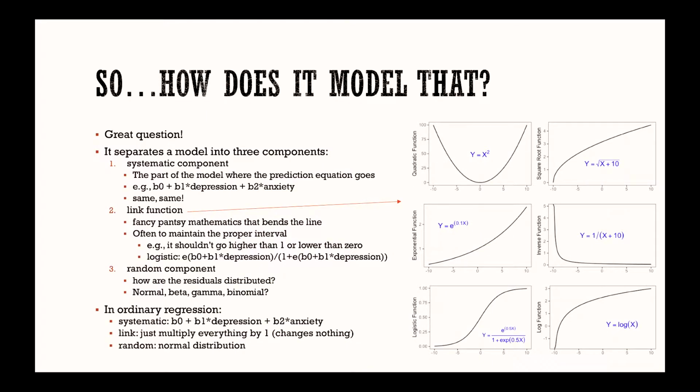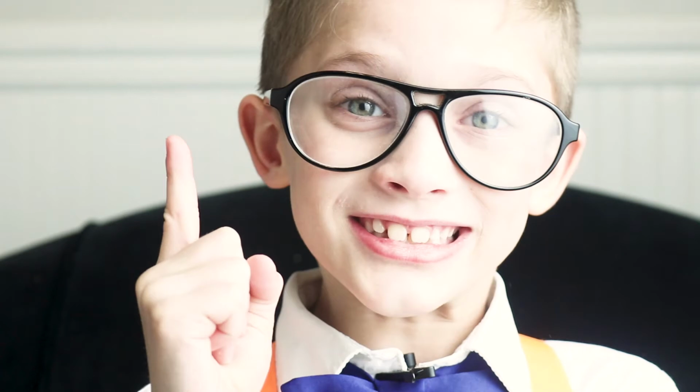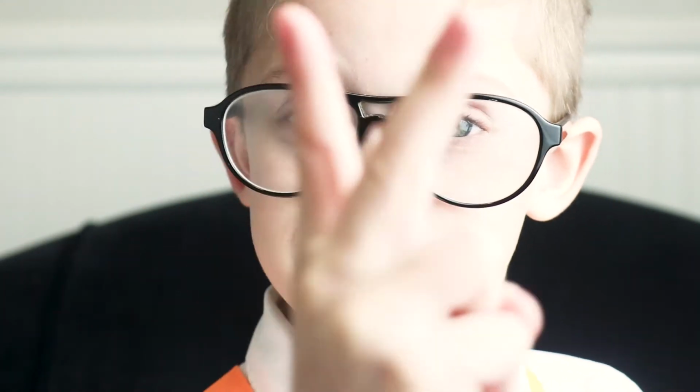So how do you model that? There are 3 components to a generalized linear model. The first is the link function. The second is the distribution of the residuals. Third is the part you are all familiar with.